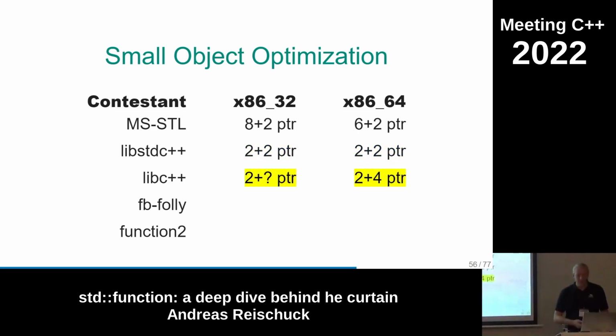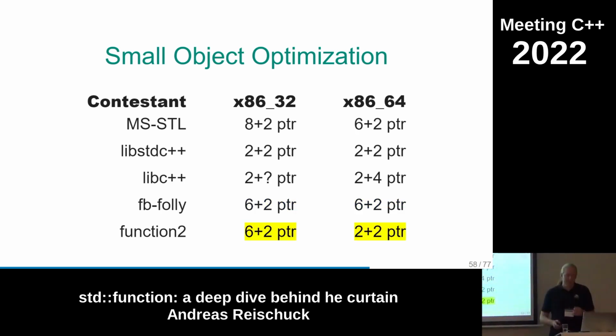libc++, it's a bit more strange. I couldn't find any compiler that could compile 32 bits. That's why I don't know it. And on 64 bits, it's 2 pointers for your callable and 4 pointers overhead. So kind of massive. Folly is more like Microsoft. It's like always 8 pointers. And function2, actually in function2 you can provide traits for how big your small memory buffer should be, but the default is like 32 bytes all the time. That's why the numbers differ a lot between the platforms.